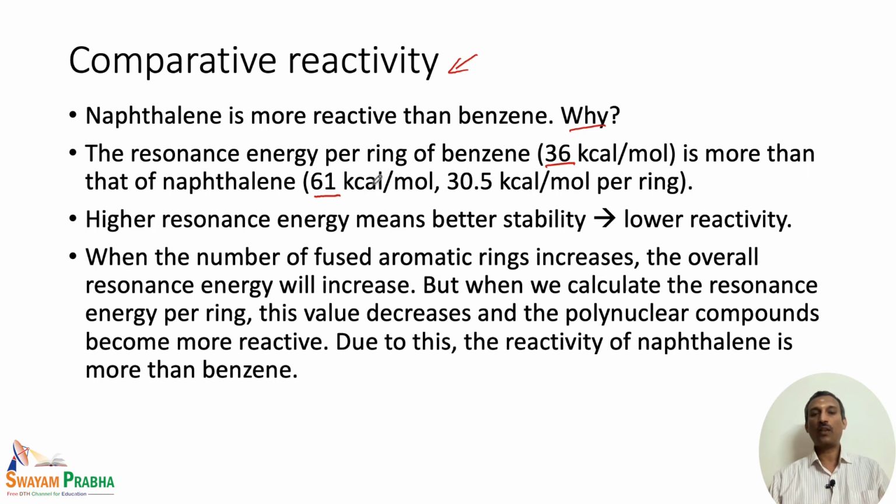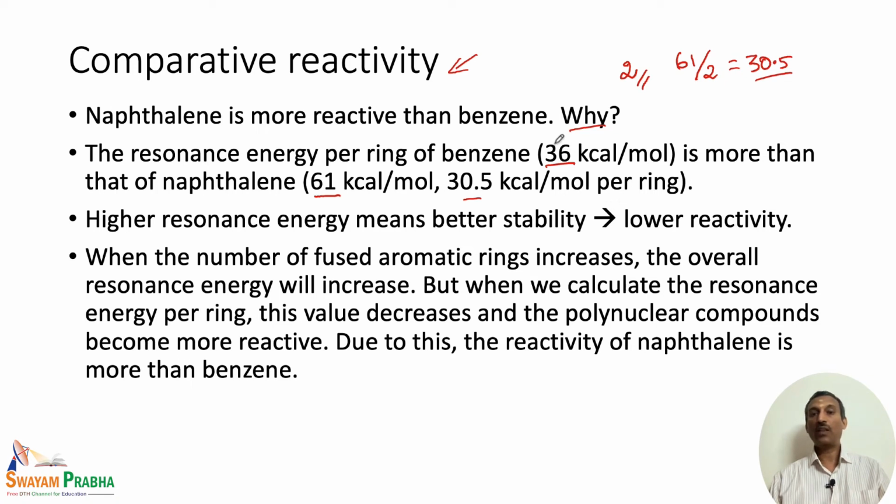But what in reality we observe is benzene is much more stable compared to naphthalene for many of the reactions. In other words, naphthalene reacts much better or much faster compared to benzene. So what is the reason behind that? If you look very carefully, naphthalene actually has two benzene rings. So if we divide the 61 kilocalories per mole by 2, we end up with 30.5 kilocalories of energy per mole per ring.